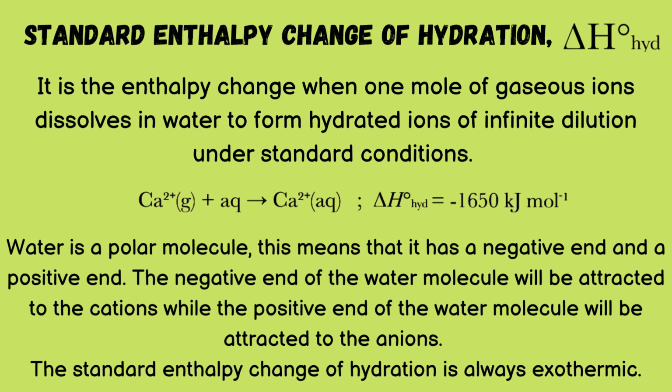Water is a polar molecule. This means that it has a negative end and a positive end. The negative end of the water molecule will be attracted to the cations, whereas the positive end of the water molecule will be attracted to the anions. The standard enthalpy change of hydration is always exothermic.